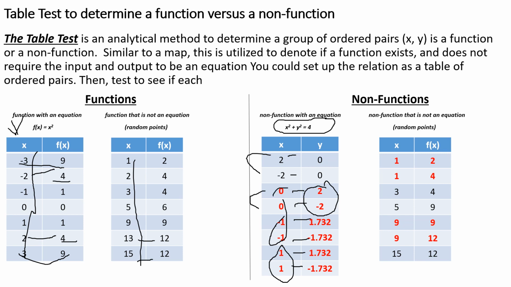Does 0 go to 2 or negative 2? And same thing with here. I got a 1 that goes to 2 and a 1 that goes to 4. Which one should I go with? And then I go this way as well. I got 9 that goes to 9 and a 9 that goes to 12. Which one do I go with? Well, I don't know. That's what makes it a non-function.